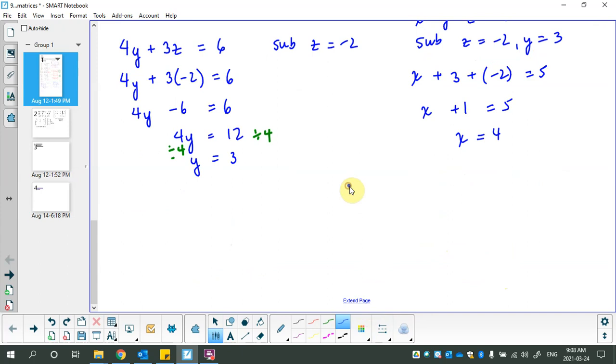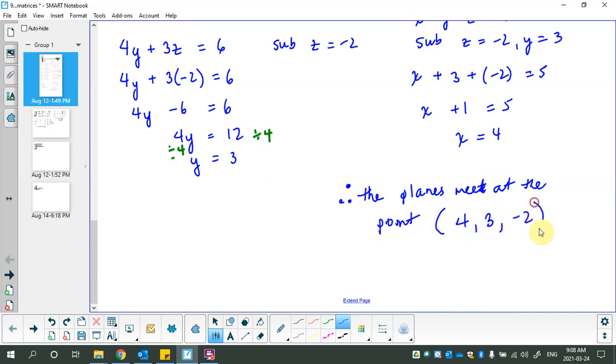So now we can sum this up with, therefore, the planes meet at the point (x, y, z). Round brackets for point rather than vector.